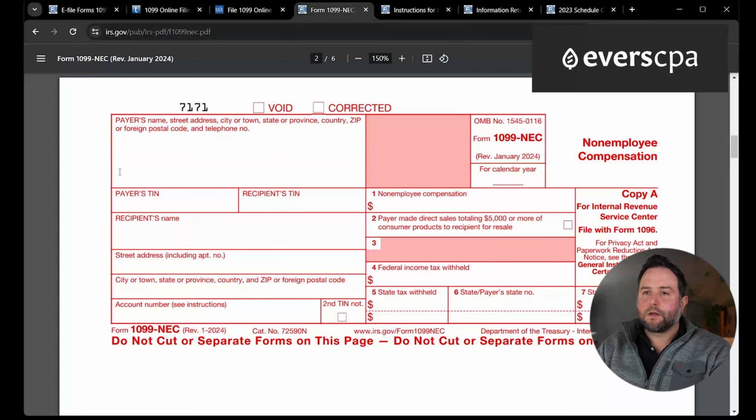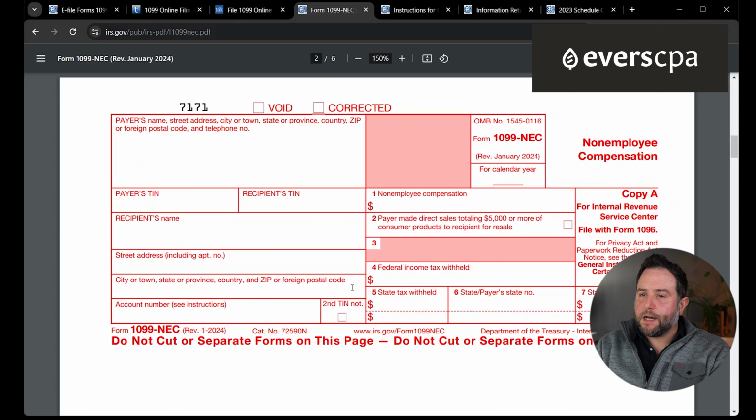The payer is us, our general contractor's organization. So we'll put in our information here: name, street address, phone number, etc. Then our payer's taxpayer identification number, so your EIN or social, depending on how you're running your business. Then the recipient's taxpayer identification number, which is based on the data provided on their signed W-9. So you will be referencing your subcontractors' W-9s when you complete this form. Key in their taxpayer identification number from their W-9, their name also from their W-9, street address, same, city or town, zip, etc.